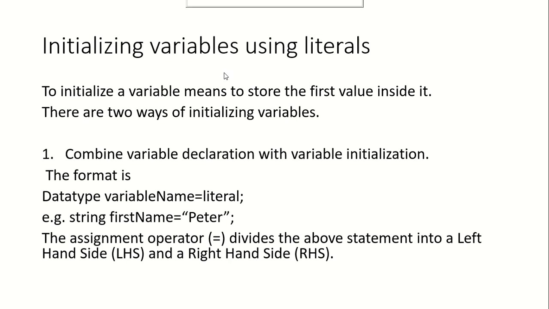Initializing variables using literals. To initialize a variable means to store the first value inside it. There are two ways of initializing variables. One, combine variable declaration with variable initialization. The format is data type, variable name, equals, literal, semicolon, e.g. string firstName equals Peter semicolon. Note that the assignment operator, that's the equal sign, divides the above statement into a left-hand side, LHS, and a right-hand side, RHS.